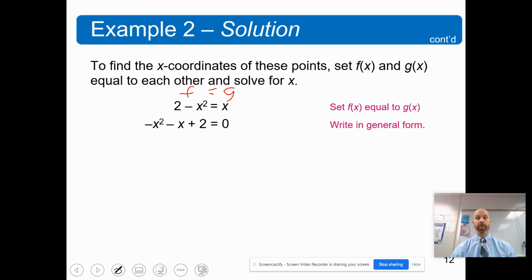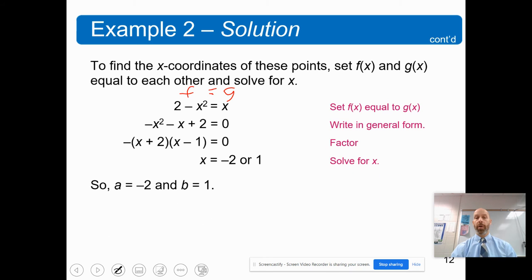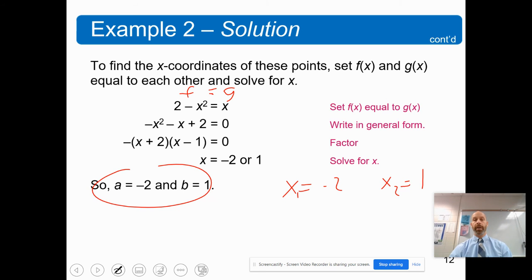Now we've got a general form of a quadratic equation. We can factor that. So we're going to get negative quantity x plus 2 times the quantity x minus 1. Now we use our zero product property, which tells us that x is equal to negative 2 or 1. So we now know that on that graph on the last page, the x value where they intersect was negative 2, and the other x value, I'll call it x sub 2, was 1. So that tells us what our a and our b are going to be for this problem.